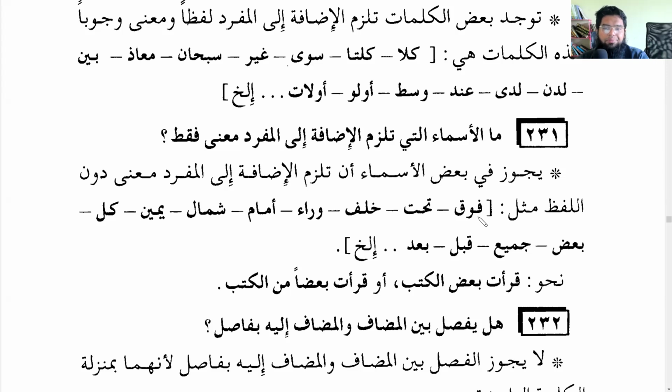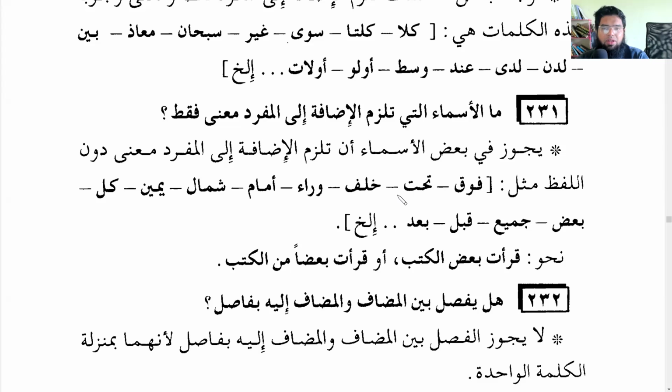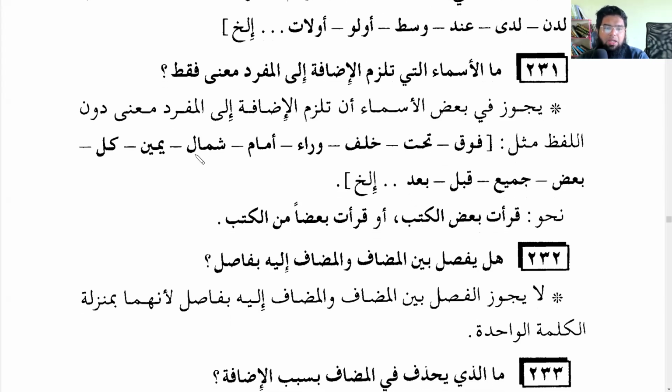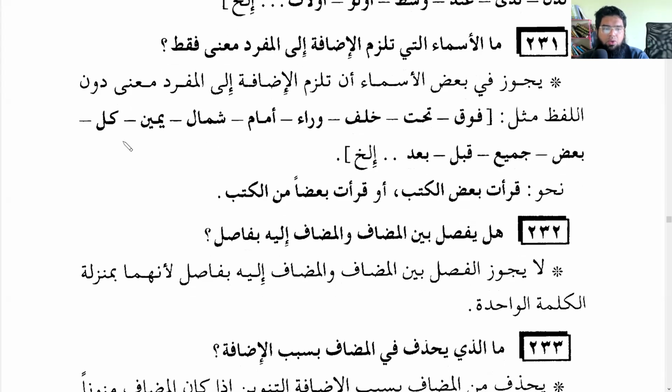Like فوق الأولاد, plural can come. Okay, but it's singular in meaning. It says تحت, under. These are all ظروف. All this خلف, behind, وراء, behind, أمام البيت, شمال, north, يمين, right. It will be shimal with a kasra also. Shamala with a fatha is north, shimal is left. كل, كل الطلاب. بعض, جميع, some of them, all of them.